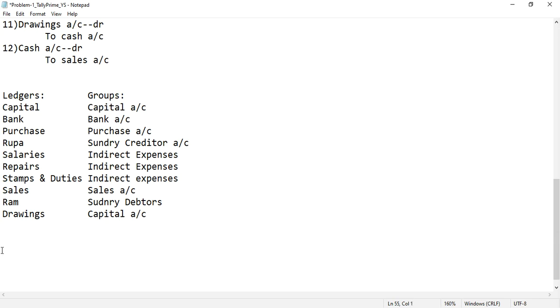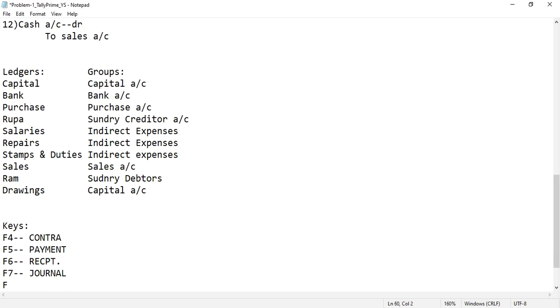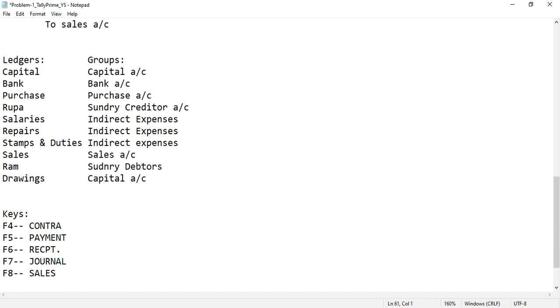To make the journal entries, we have certain things called voucher keys. Observe: F4 denotes the contra, F5 is the payment voucher, F6 is the receipt, F7 is the journal voucher, we will discuss what the journal voucher is, F8 is the sales, and F9 is the purchase. These are the basic vouchers we need to remember.